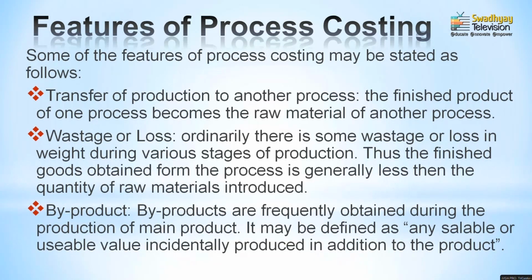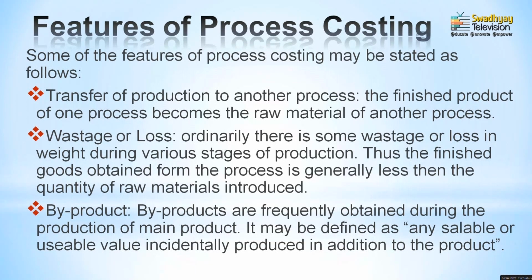So, the finished goods of the first process become the raw material of the second process, and in the same way the third process or a fourth process would be transferred into a finished product account. Ultimately, the finished product of a respective process would be transferred into the next process and considered as a raw material. This is your first feature.